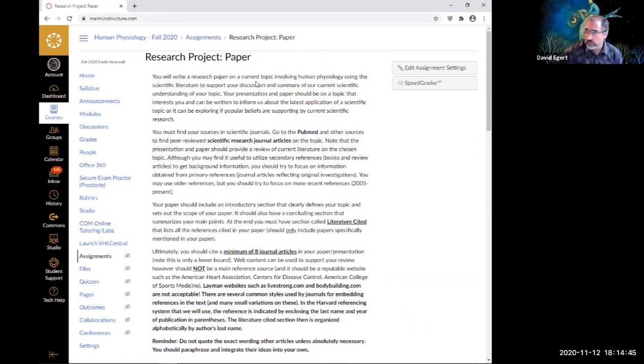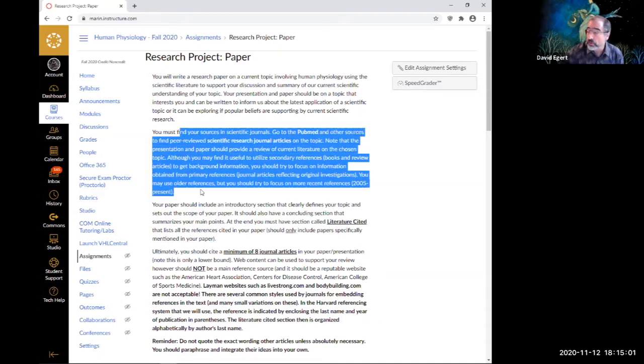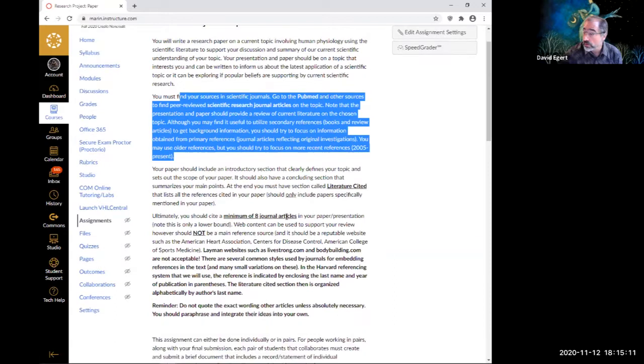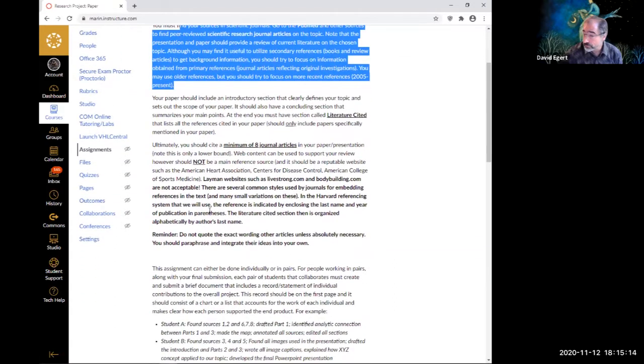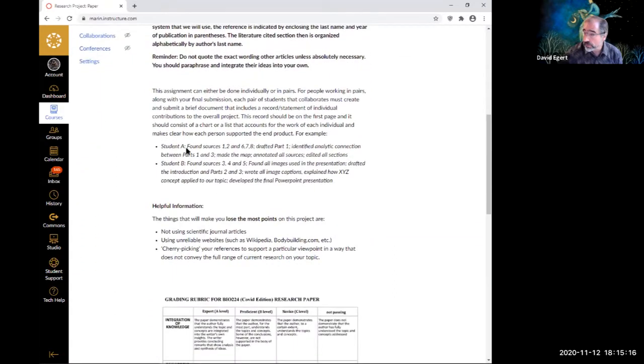You will write a research paper on a current topic. So this is basically just talking about the same thing that you saw when I assigned you the first step, which was pick a topic. It's important that it's working with peer-reviewed articles. It's important that you use enough references and that you use them well in how you support and document your work. Kind of go on and on.